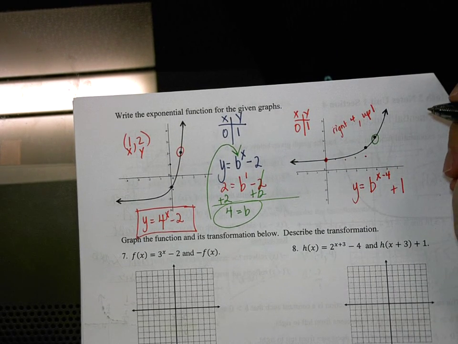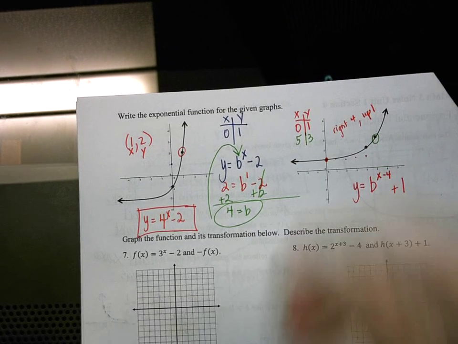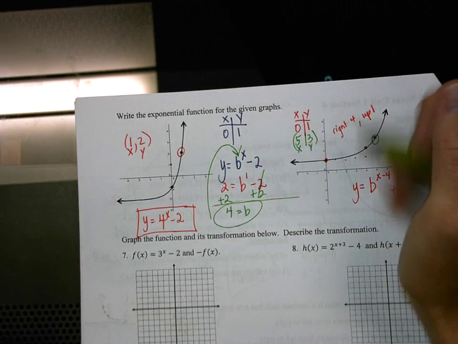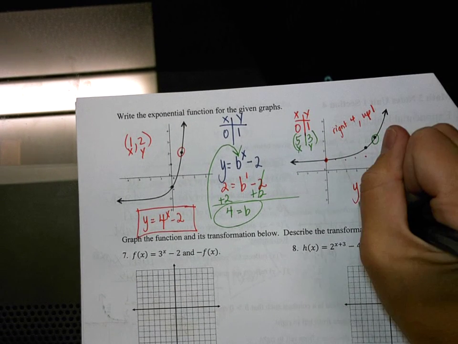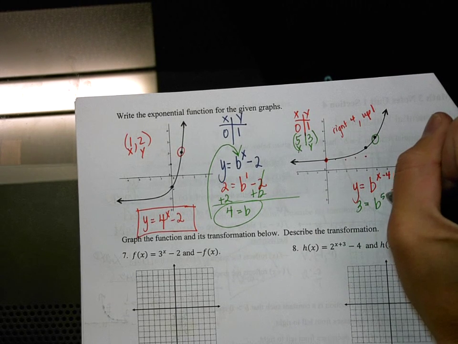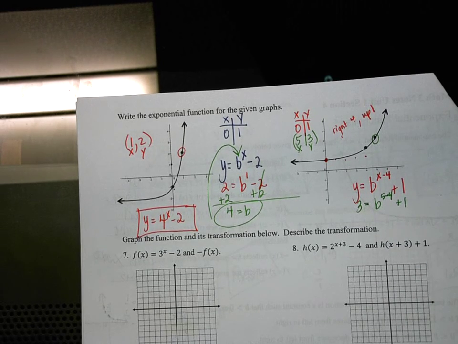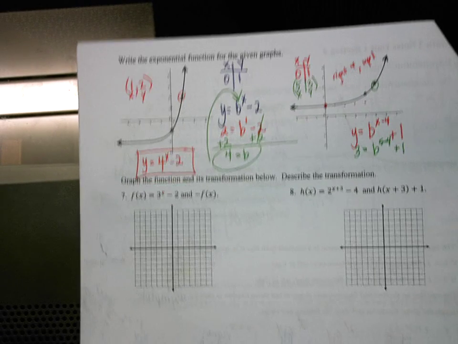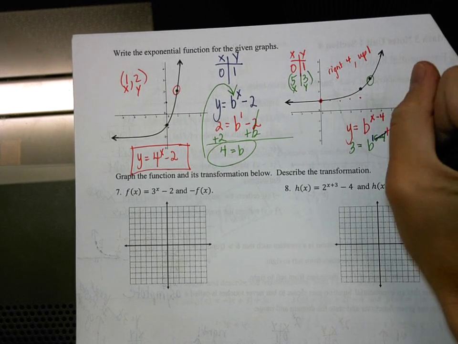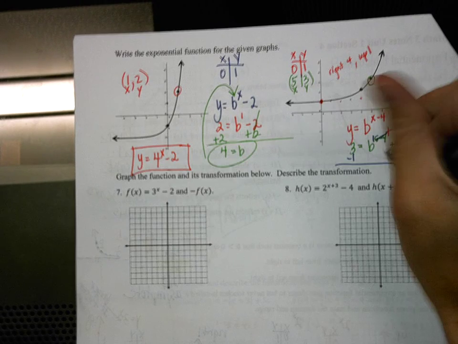Okay, so we have the point, and we can even write it on here, 5, 3. So if I were to go in here, I am going to write 3 equals b to the 5 minus 4 plus 1. What is 5 minus 4? 1. Okay, which works out very nicely because I just have b to the first power. I subtract 1 from both sides, and what is 3 minus 1? 2. So 2 equals b.